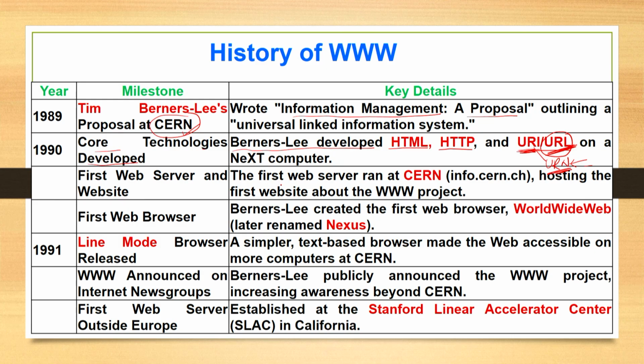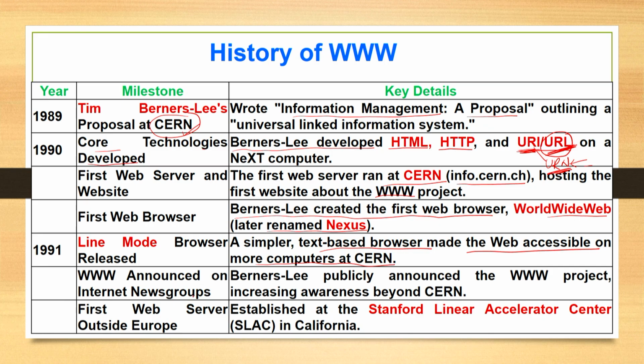The first web server ran at CERN, that is info.cern.ch, hosting the first website about the WWW project. First web browser: Berners-Lee created the first web browser, initially named WorldWideWeb, later named Nexus. In 1991, the Line Mode browser was released, which was a simpler text-based browser, and made the web accessible on more computers at CERN.